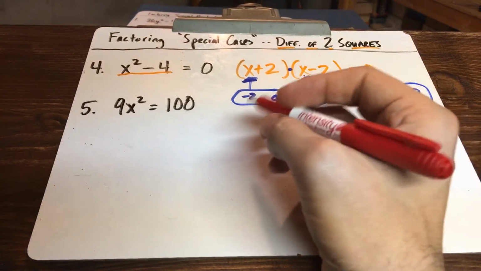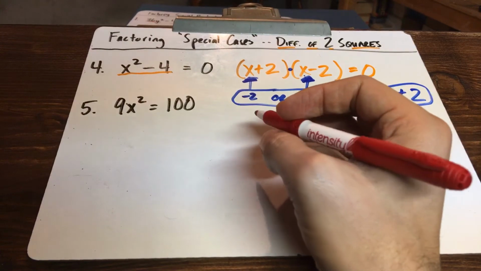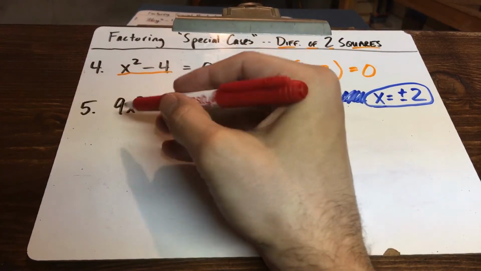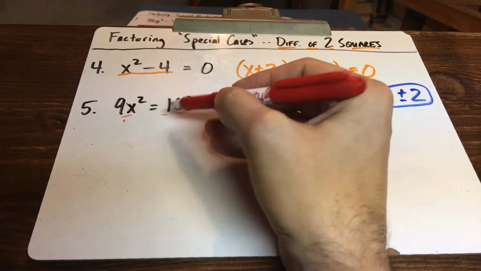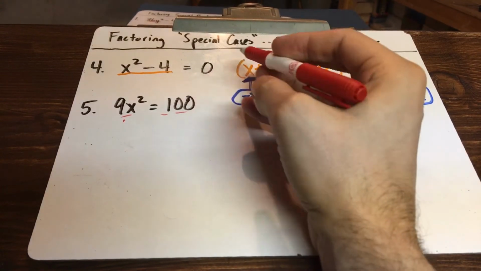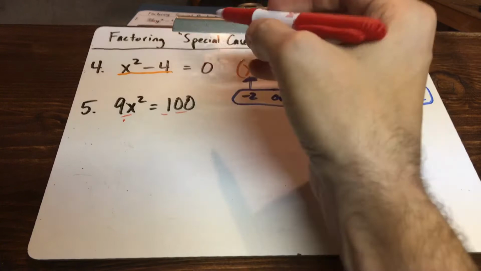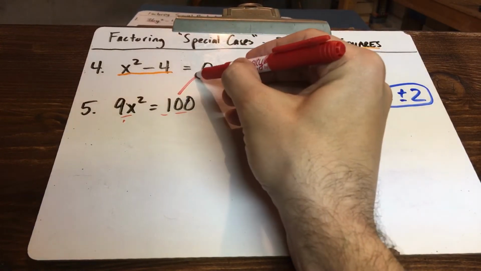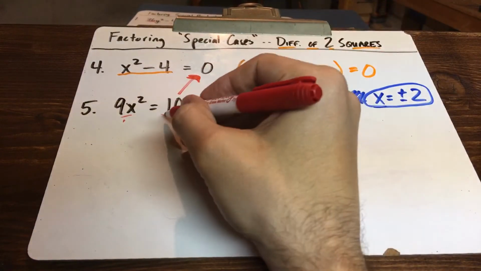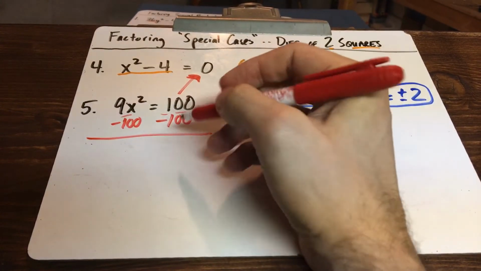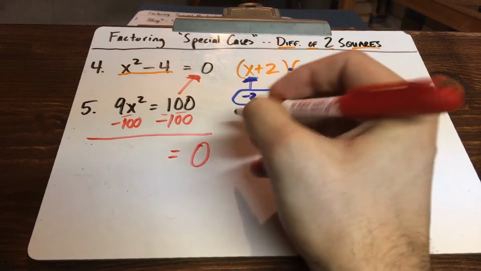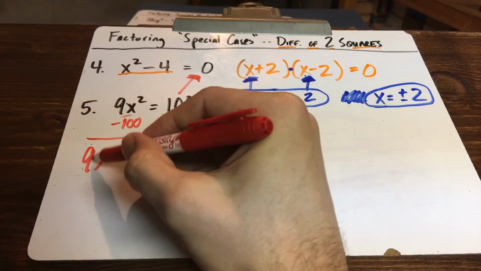Okay, now number 5, I tried to make it a little bit more confusing. Could I do this one with a short, could I just divide by 9 on both sides? Not really, because 100 doesn't go into 9. But could I make number 5 look like number 4? Could I make it equal 0, right? Could I do minus 100 on both sides and clear out this entire right-hand side to make it equal 0?